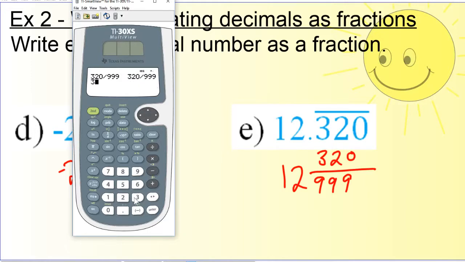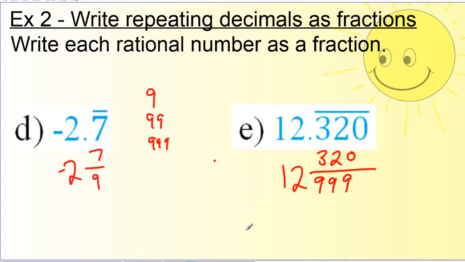And just to make sure the math all worked out, 320 divided by 999 equals 0.320320. Now, again, with our 12 here, imagine there's a 12 out front, so 12.320, 320, 320. The math checks out. Okay, so terminating decimals get 10s. Repeating decimals get 9s.